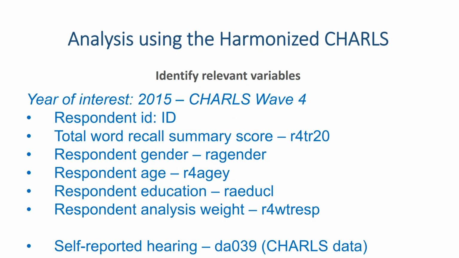So if we go back to our research question, we're going to look at total word recall across gender and hearing levels. So we'll need to identify our selected variables from the Harmonized CHARLS, and you can do this using the resources available from the Gateway website, g2aging.org. While CHARLS and the HRS are longitudinal studies where they go back and interview people on an ongoing basis, we're going to be doing a cross-sectional analysis, meaning looking only at 1 year.